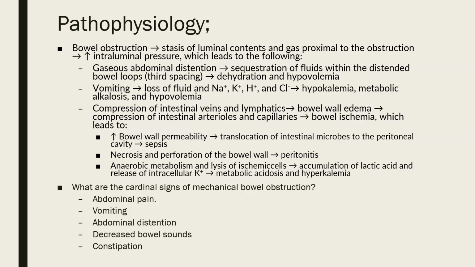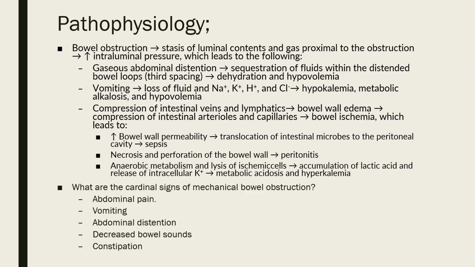Now we're starting to see the complications, or what are they called, the red flag symptoms that you should look out for in someone who has intestinal obstruction. You're going to have necrosis and perforation of the wall because, again, the vascular integrity has been compromised, which is going to lead to peritonitis. You're going to have anaerobic metabolism and lysis of these ischemic cells, because if the cells have died, they have to be cleared out, right? This is going to cause accumulation of lactic acid and release of that intracellular potassium. This is going to lead to, again, metabolic acidosis and hyperkalemia. And you're going to see later on that this increase in lactic acid is one of our telltale signs of complicated intestinal obstruction.